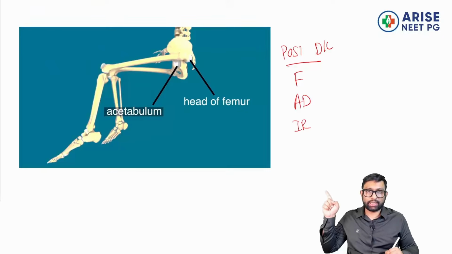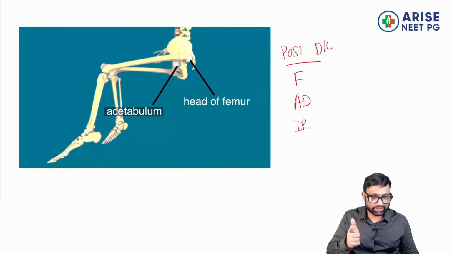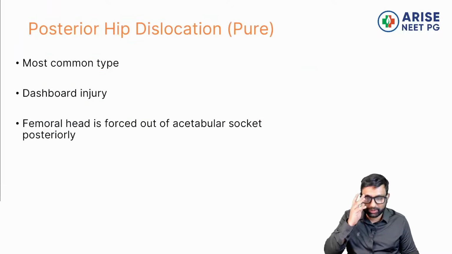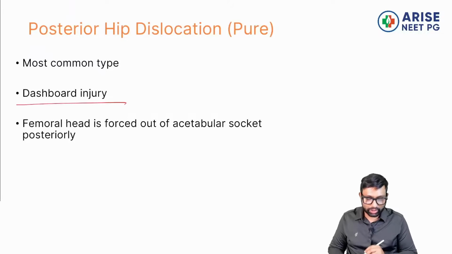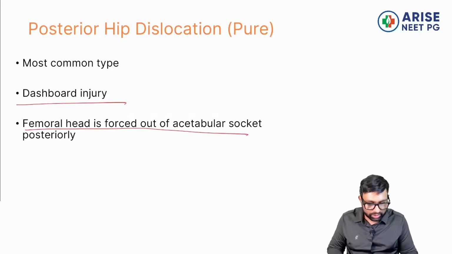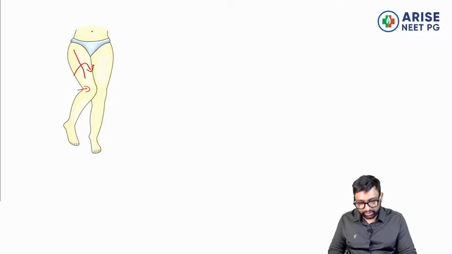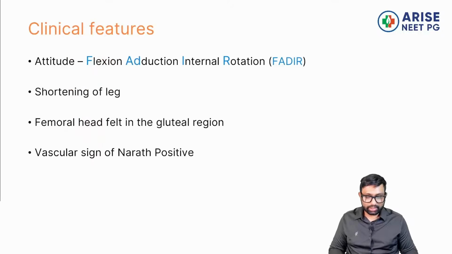Can you see that image there that tells you that there's flexion, adduction, internal rotation? So posterior hip dislocation is commonly a dashboard injury where the femoral head is forced out of the acetabular socket posteriorly. In them, the limb goes into flexion, internal rotation, and there will be adduction. Okay, so that is the clinical feature.